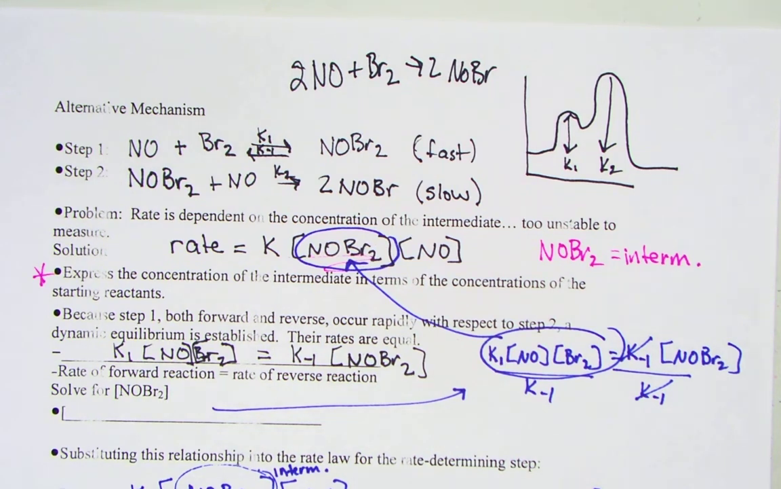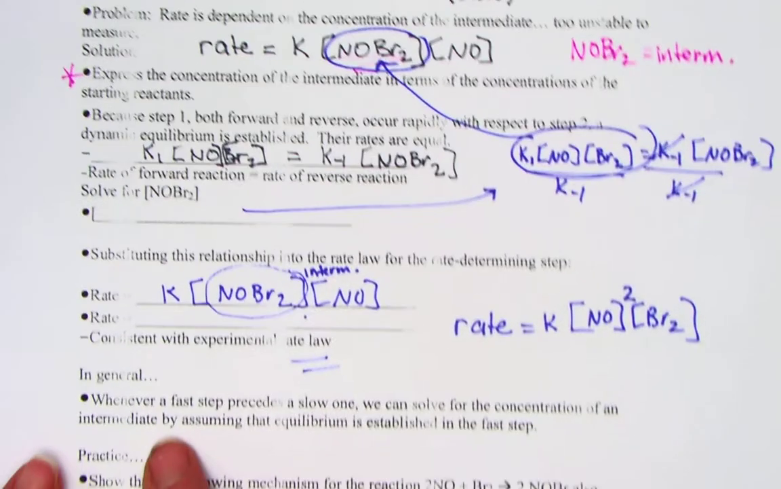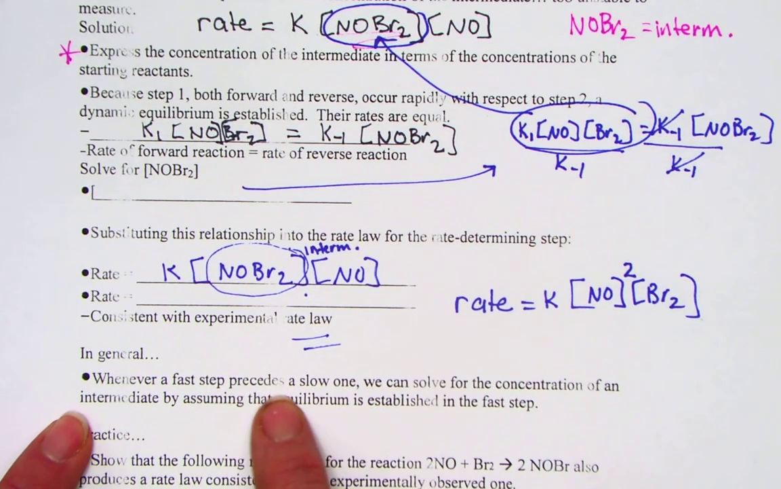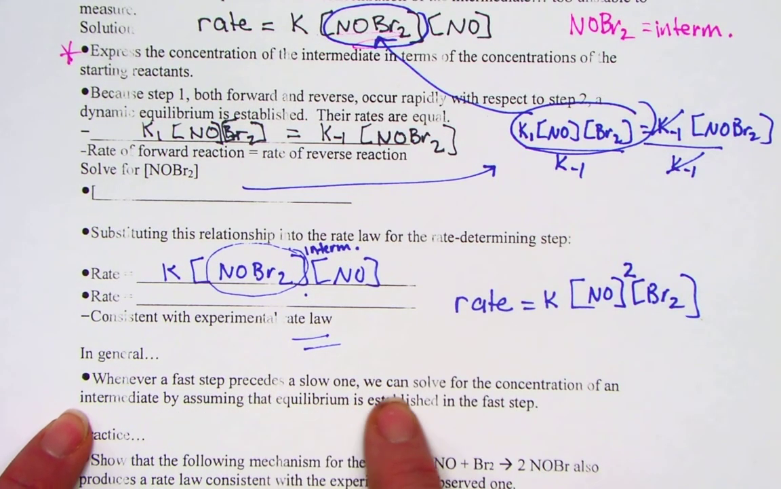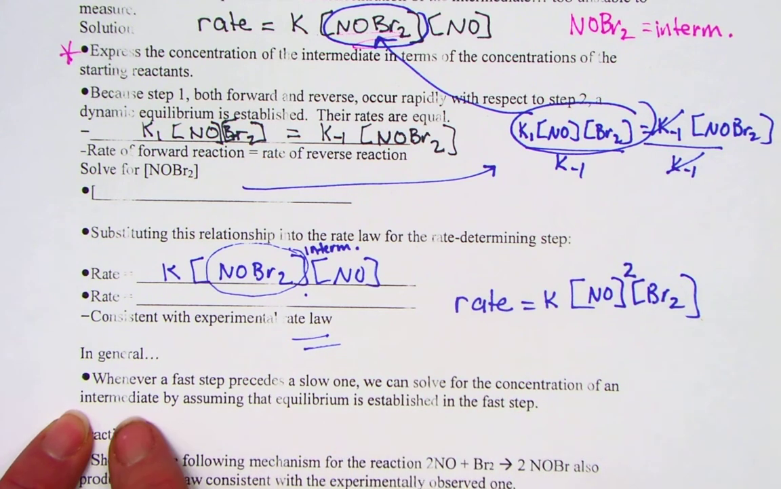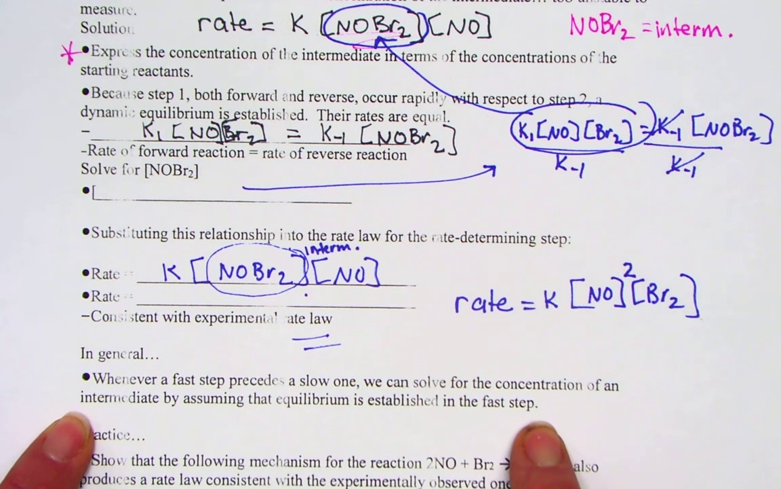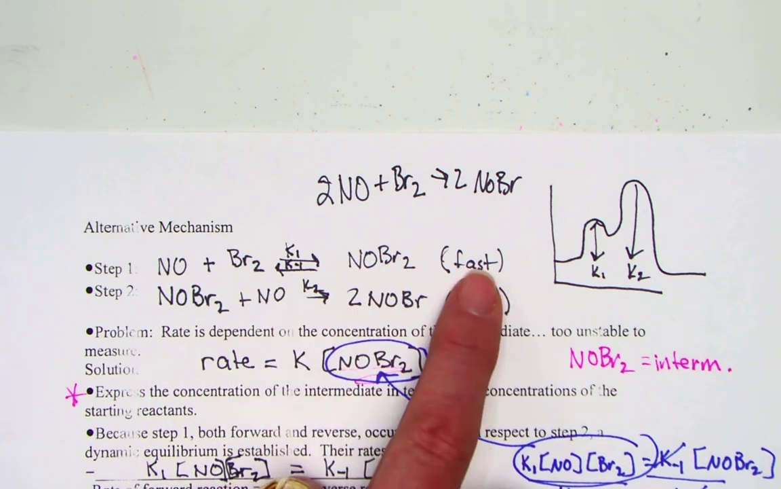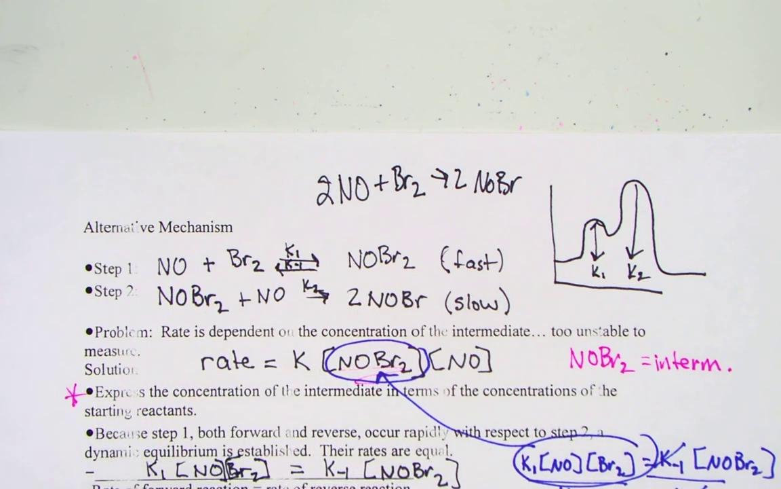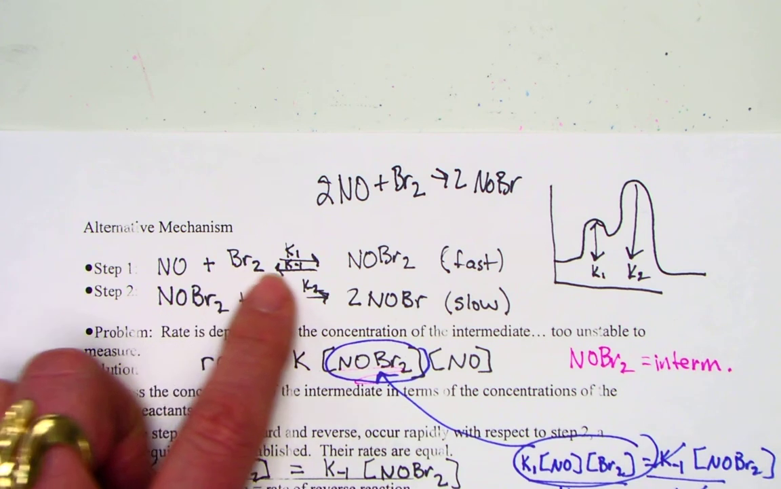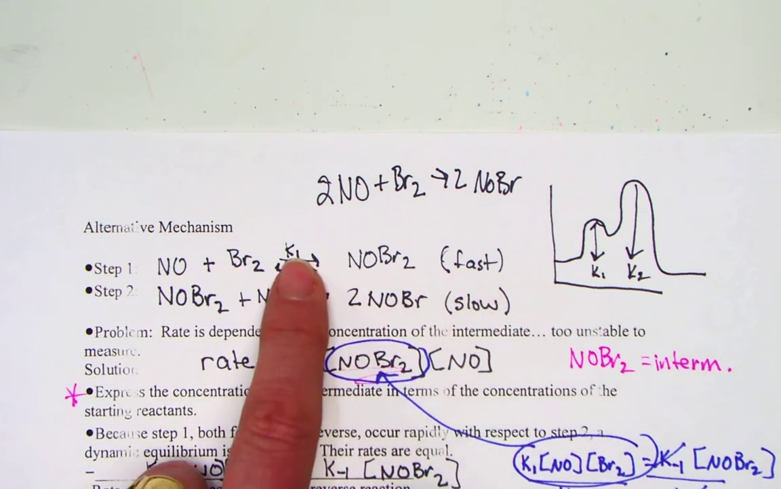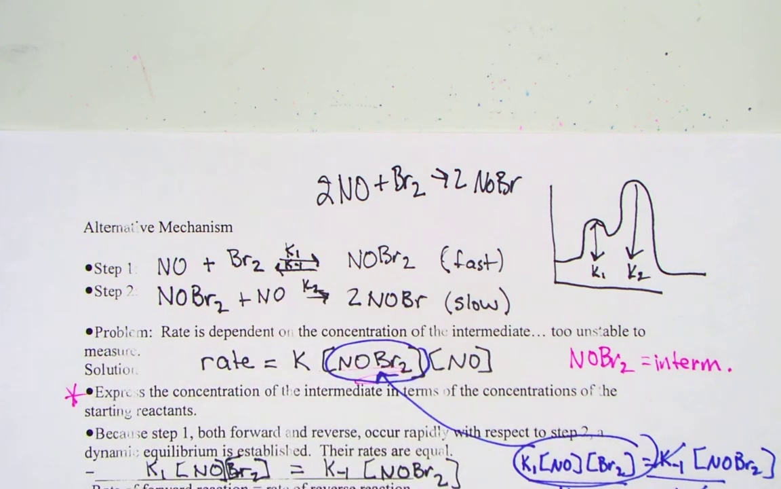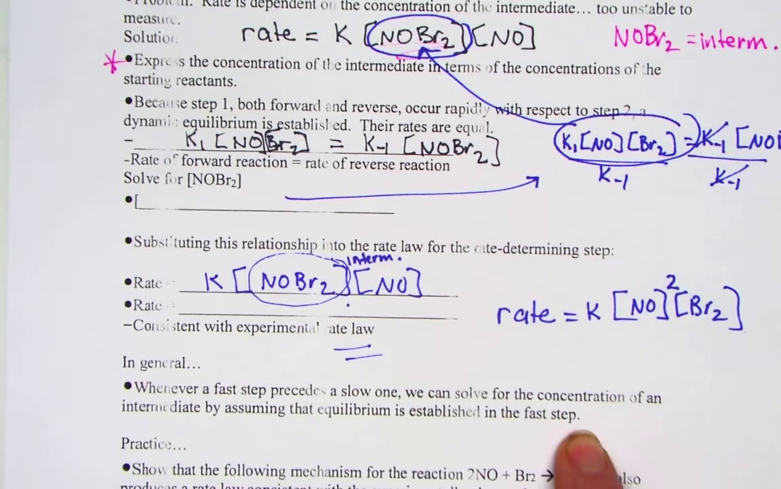So I chose to make the first step faster and the second step slower, then simply subbing in the equivalent values for the intermediate. So in general, whenever a fast step precedes a slow step, we solve for the concentration of the intermediate by simply assuming that the equilibrium is established in that fast step. In other words, just think of this as an equal sign. Forward and reverse are an equal value. I write the rate law for the forward, set it equal to the rate law for the reverse, pulling out the NOBr2 intermediate and seeing what it's equal to.